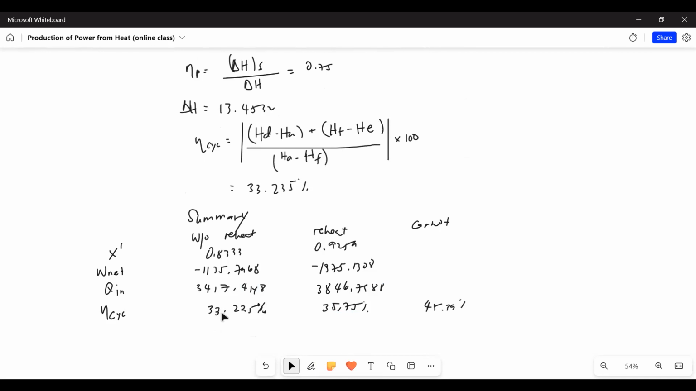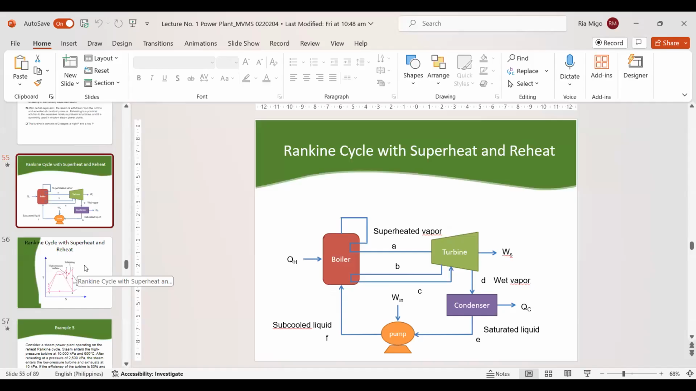Okay. Although, parang isipin nyo, maliit lang. But when we translate that to a large scale, it's significant. Okay, significant siya, an increase in the efficiency when we're talking about large scale operation. Okay?